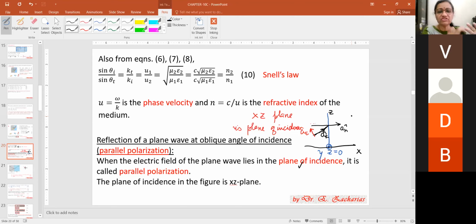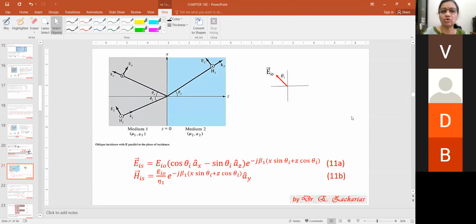Okay, the plane of incidence is the XZ plane, and if your E vector is lying on that plane, it is called parallel polarization. If it is perpendicular, or along the y-axis, then it is called perpendicular polarization. Okay, now let's go ahead.